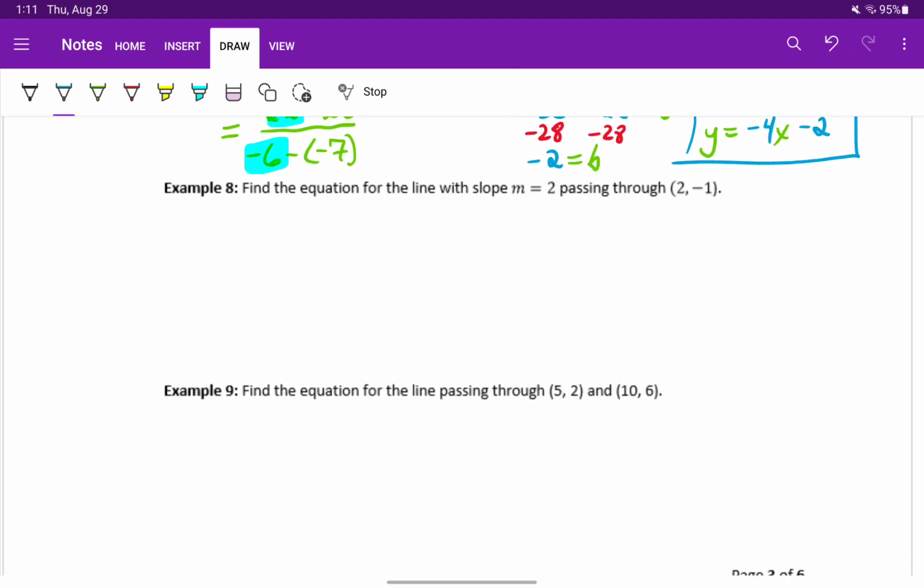In example 8, we want to do the same thing, but we're given different information. In this case, we're told the slope of the line and a point that it passes through. This is the easier version of this type of problem, because if we're given that information, we can go ahead and plug that into that slope-intercept form. And we know that our equation is going to be y equals 2x plus b. We don't need the slope equation. We just have to take our x and y pair, substitute those into the equation, and solve for b.